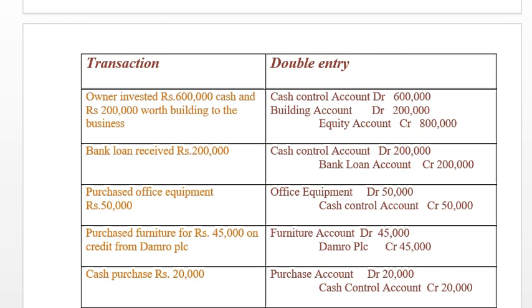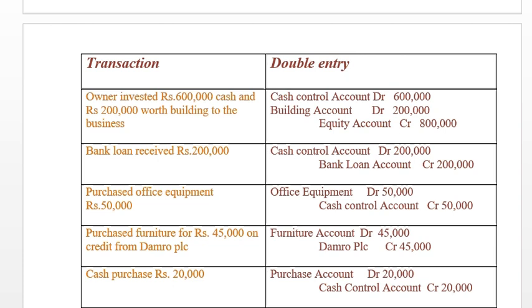So here, when the owner invested money in the business, we know that the cash balance of the business should increase. Cash means an asset account, so cash control account should be debited. Here, instead of only cash, he also invested a building worth rupees 200,000. A building also comes under asset accounts. I told you that according to the double entry principle, if it is an asset, an increase should be debited.